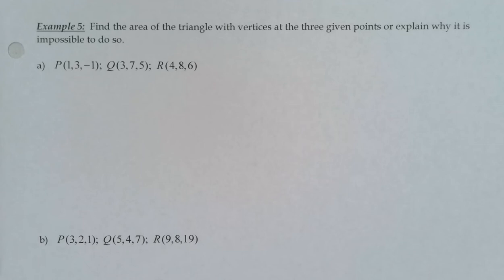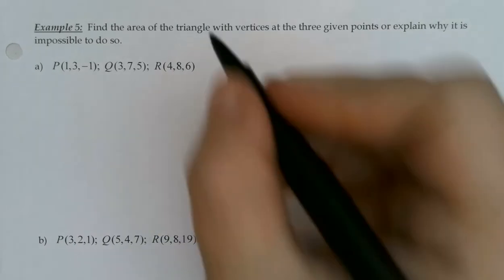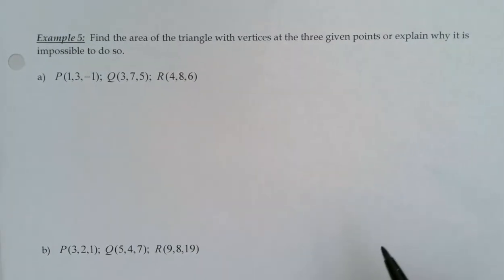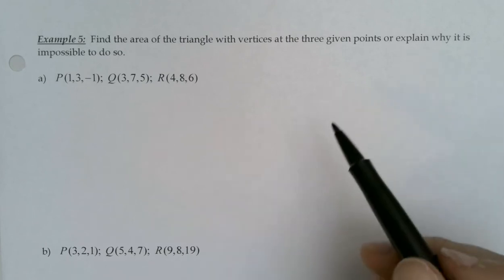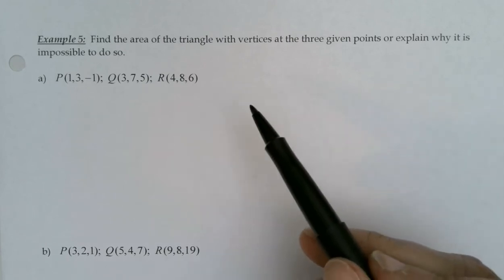All right, so we want to find the area of the triangle with vertices at the three given points, or explain why it is impossible to do so. Okay, so let's start with the first one. So I need to form some vectors. So I need PQ and PR.